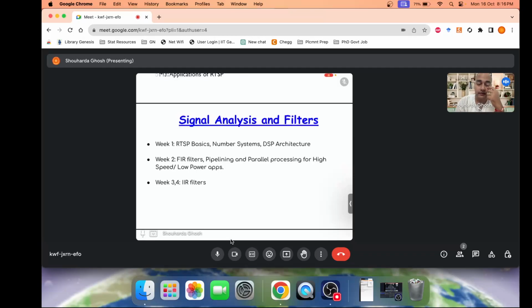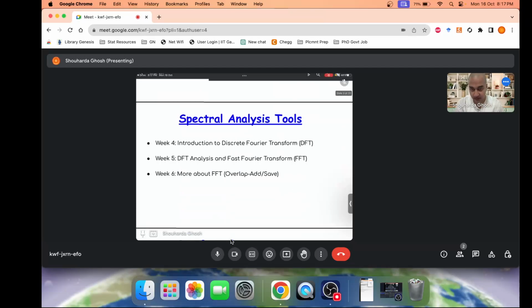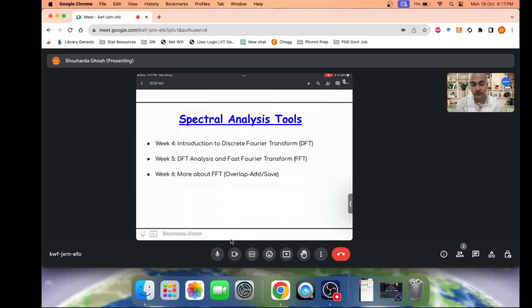And then in weeks 3 and 4 we had a great discussion on IIR filters, their stability, and we also had a talk on quantization effects of the filters. Then in the second module, that is spectral analysis tools, we first had a discussion on the discrete Fourier transform.